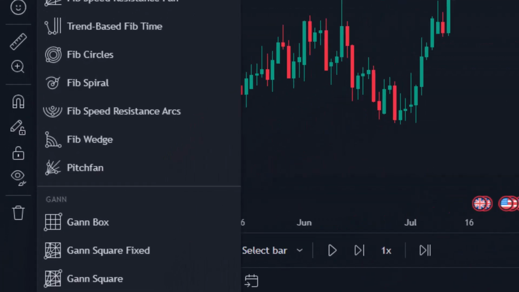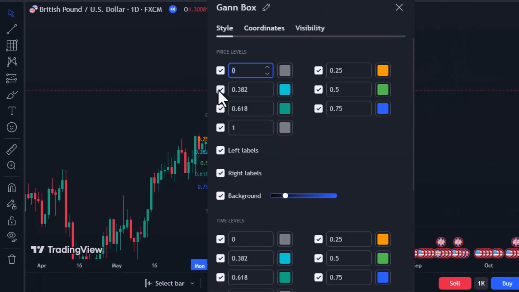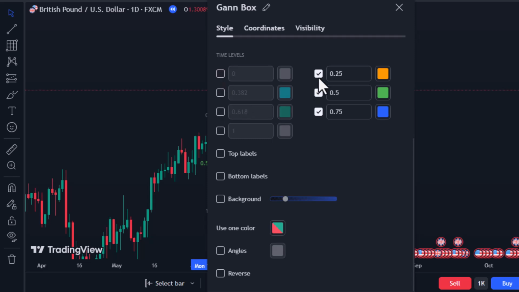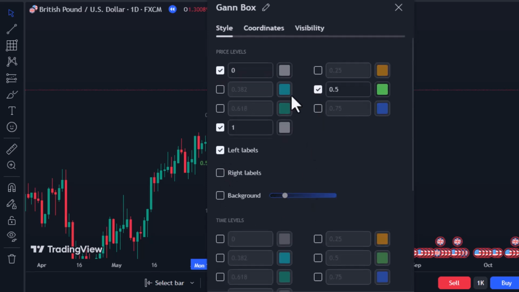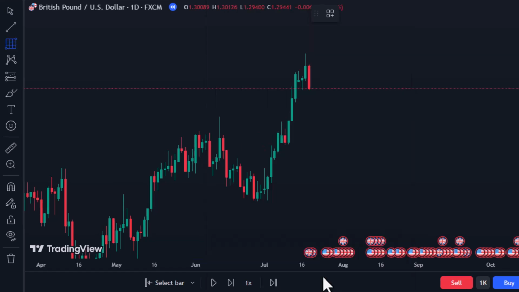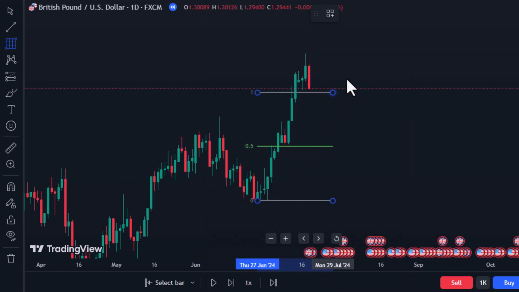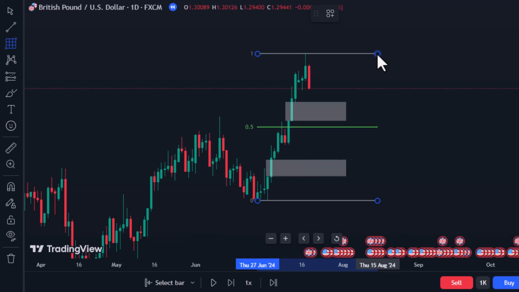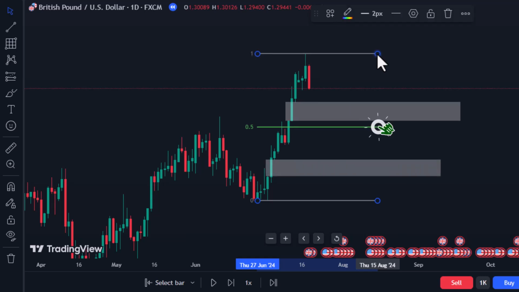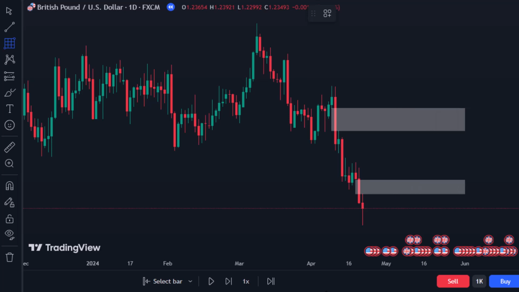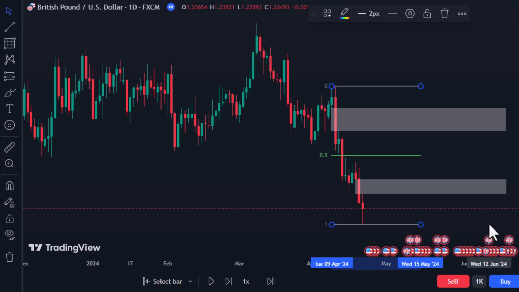You can use the Gann box tool. You then go to Settings and remove all other price levels, leaving only 0, 0.5, and 1. To use the tool, you drag it from the swing low to the swing high of the movement that contains multiple fair value gaps. This line in the middle separates the fair value gaps, and you should only focus on the gaps located on the bottom area and ignore the ones on the upper area. Same thing for a downtrend. Just drag the tool from the swing high to the swing low and only focus on the gaps located on the top area.